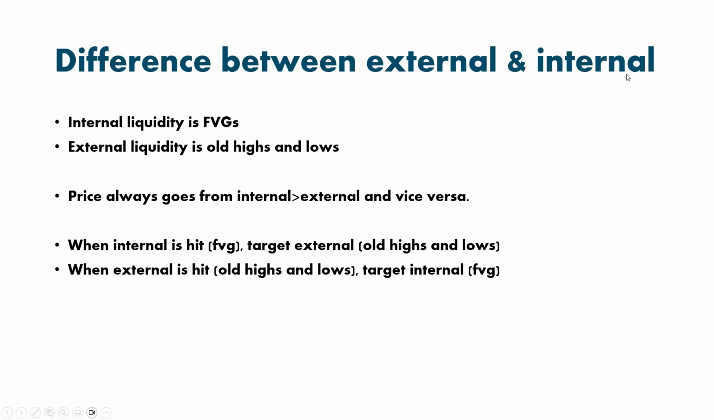Difference between external and internal. Simple as fuck. Internal is fair value gaps. External is all highs and lows. That makes sense. Price always goes from internal to external and vice versa. From external to internal, internal, external. When internal is hit, that is your fair value gap, target external, all highs and lows. When external is hit, all highs and lows, you target the internal, which would be the fair value gap. Because the market is fractal, you can do it on all the time frames.